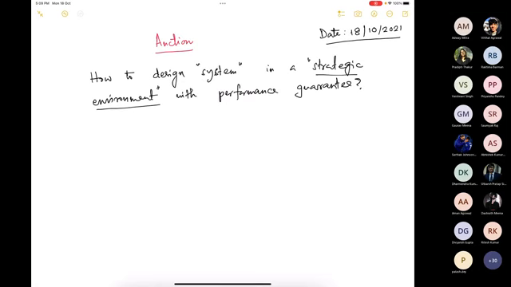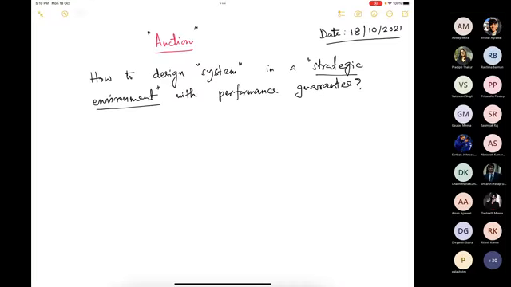Any such setting where the outcome depends on the actions played by all the players we will call, loosely, a system. Now this is the broad goal of this week's lecture, and for concreteness I will take the auction as my system. And with respect to auctions, I'll explain what I mean by strategic environment and what the performance guarantees are.